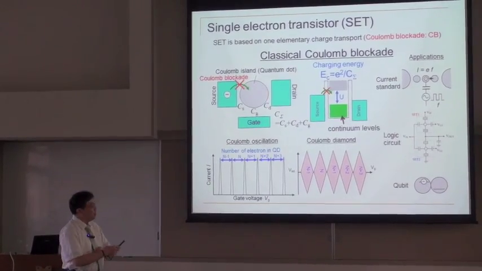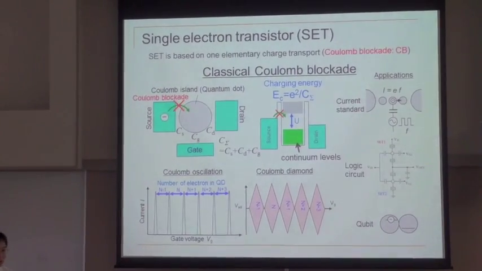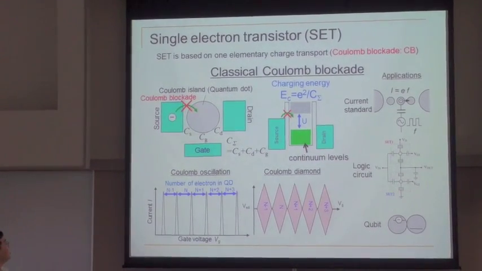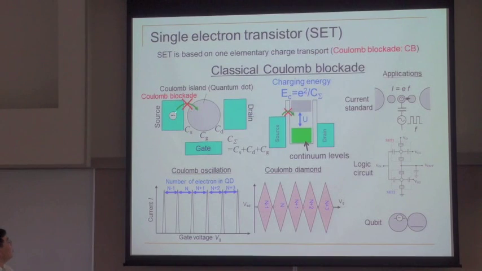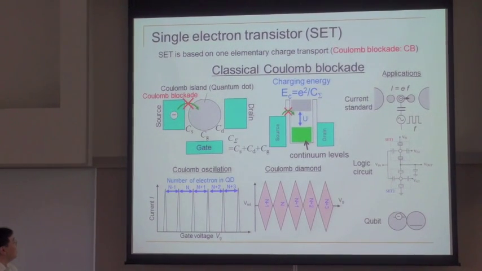A single electron transistor is a transistor with one elemental charge transport, owing to the carrier transport to a very small channel, which is called a Coulomb island. In the system with capacitance of source, drain, and gate, the charging energy is very large, so the tunneling of electrons into the Coulomb island is prohibited.